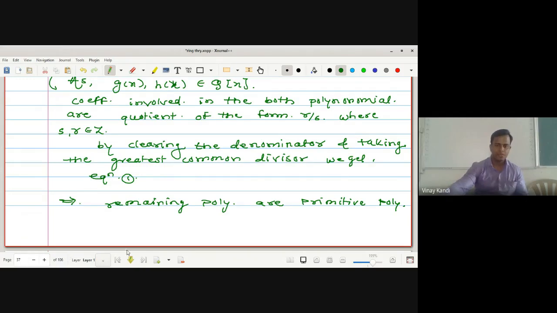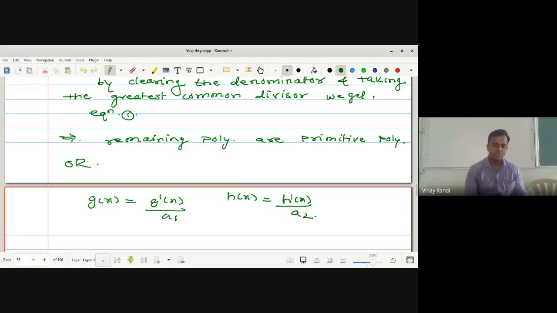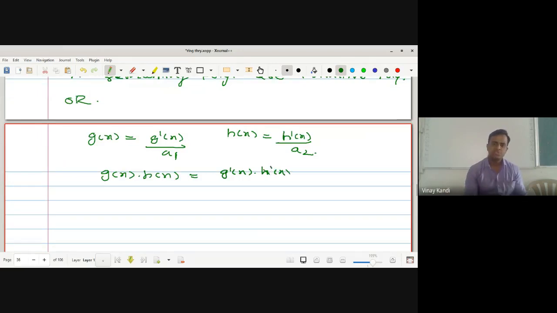Okay, if that is not understood, there is one more reason. We can write g of x is equal to g dash of x upon a1, as we saw in the previous theorem, and h of x we can write in the form of h dash of x upon a2. Suppose this is a1 and this is a2. So what is g of x into h of x now? g dash of x into h dash of x upon a1 a2. Denote this a1 into a2 as b. So g dash of x into h dash of x upon b, where the product a1 a2 is nothing but b. Now take the greatest common divisor.